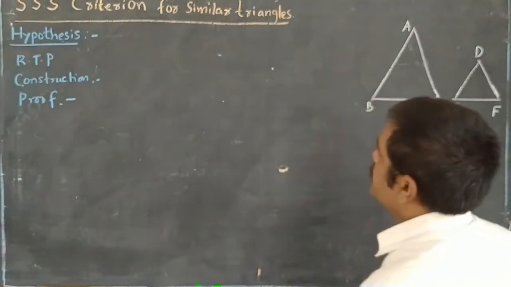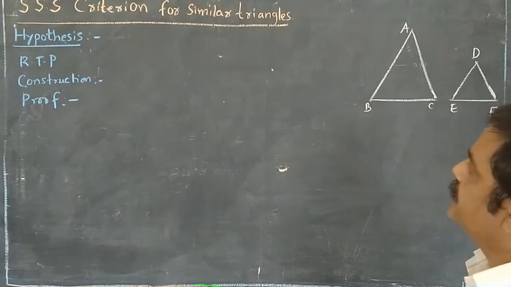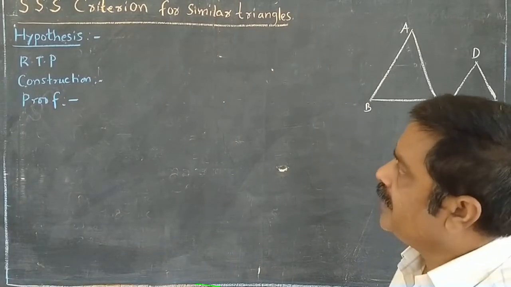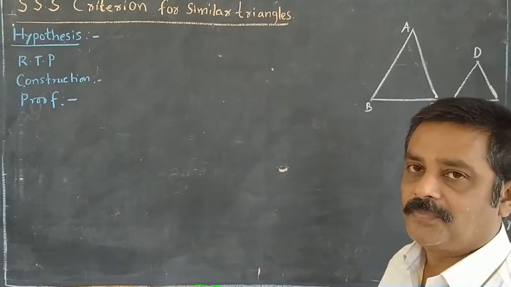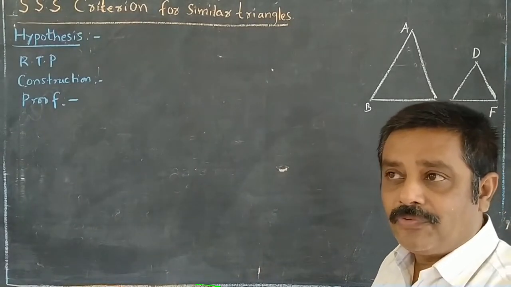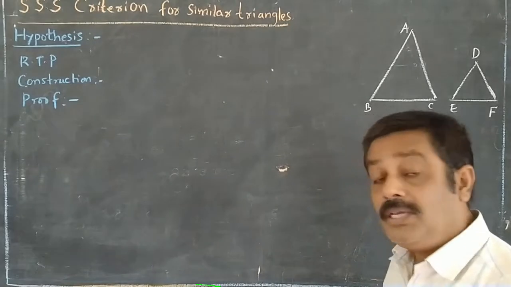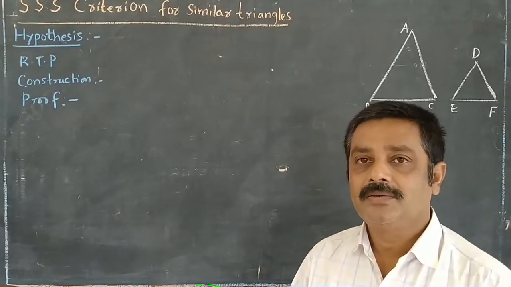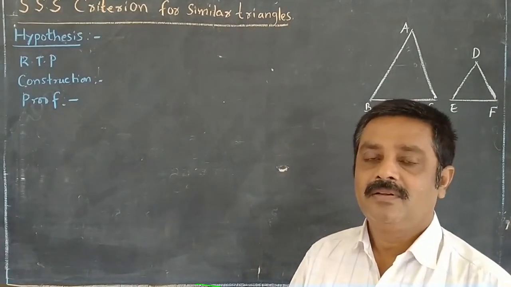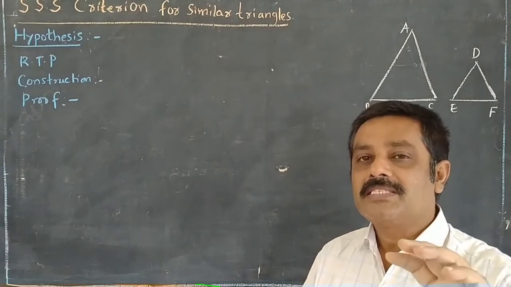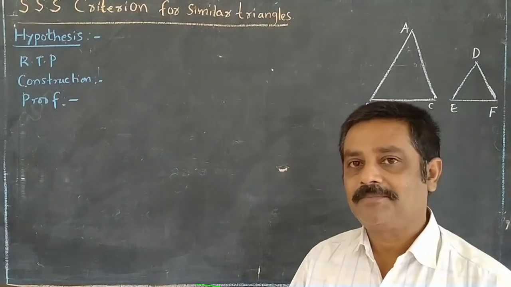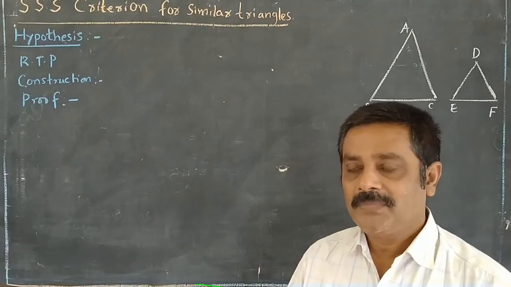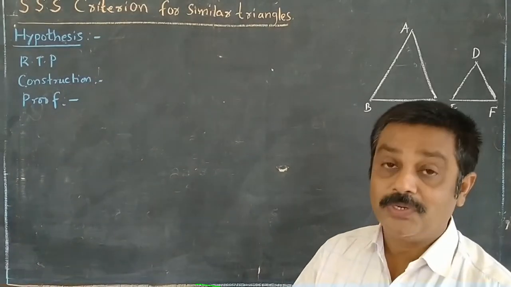Here, the SSS criterion for similar triangles, children. Already we learned the AA similarity criterion earlier. There, if two triangles are equiangular, we proved that the corresponding sides are in the same ratio. Then we accepted that the two triangles are similar. Here it is just the reverse question, that means the converse.